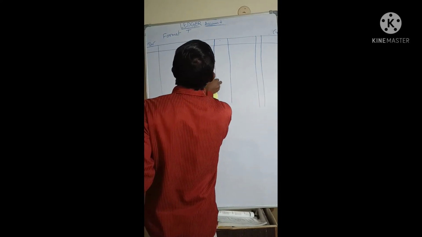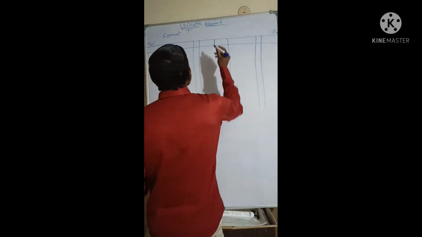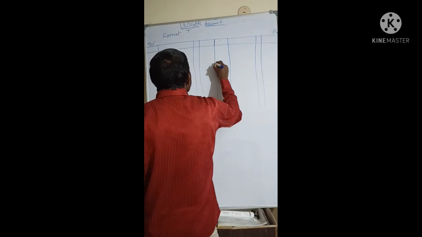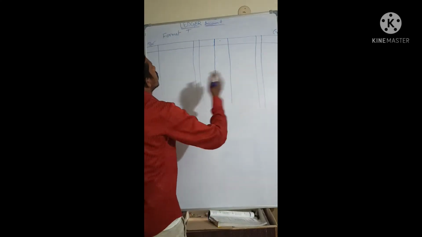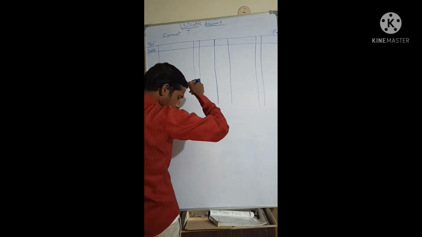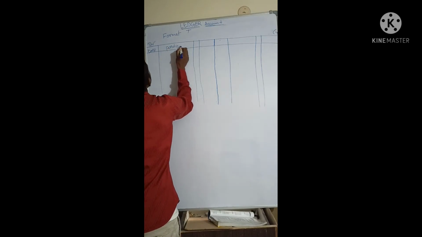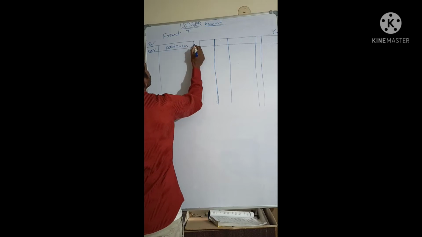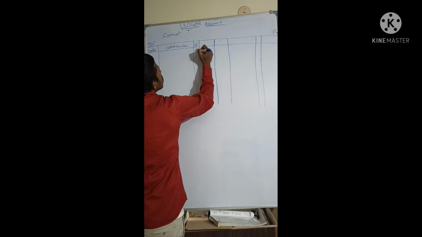How to post directly in the ledger? You can write this middle line separating the debit and credit. This column is the date column, and this column is the particular column. This column is JF, journal folio. We will not use this column now.